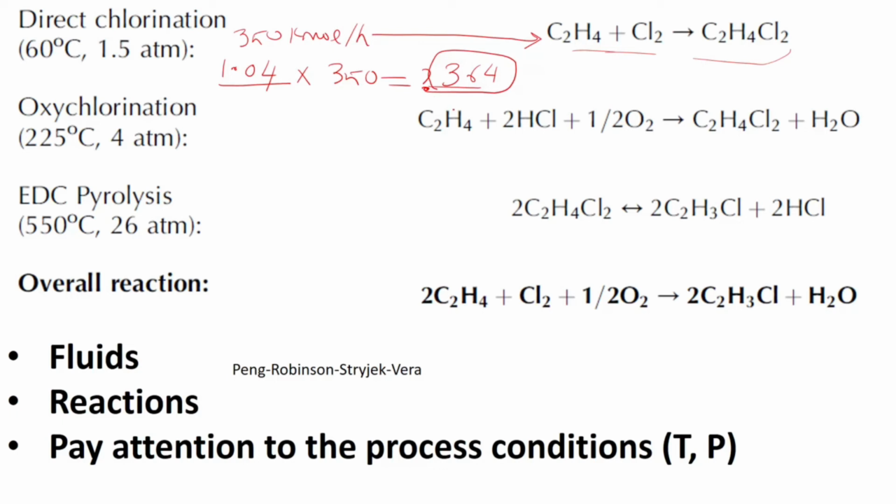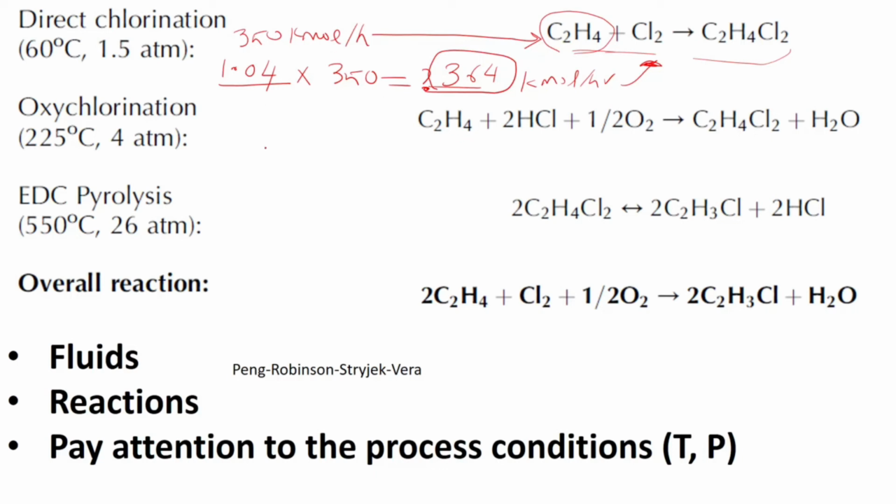Yes. And then I'm going to supply 364 kilomole per hour of chlorine. So we are going to supply Cl2 in excess, and this will be our limiting reactant, ethylene. And then the same goes for here. We need to ensure complete conversion of ethylene to ethylene dichloride in the oxychlorination reaction.